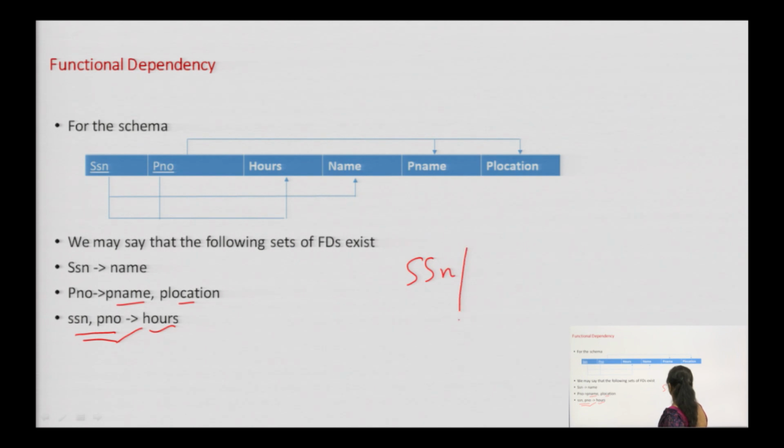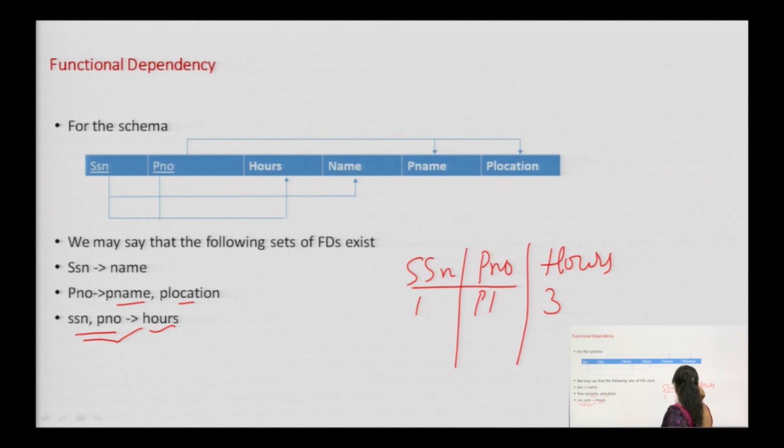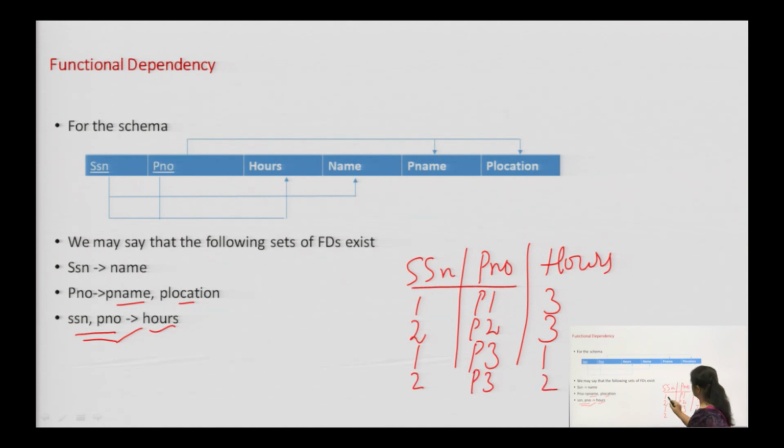Let me give you an example of this. This is the key. So, SSN 1 is working on project P1 for 3 hours, 2 is working on project P2 for 3 hours, 1 is again working on project P3 for 1 hour, and 2 is working on project 3 for 2 hours. So, every time we see SSN PNO is unique, and this combination determines how many hours a person is working on a project.